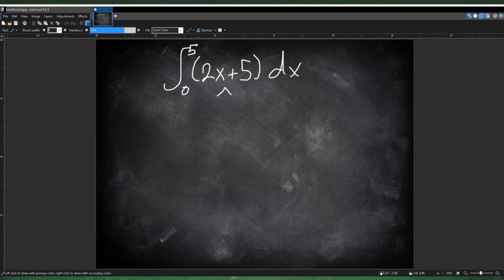So this thing was our derivative, okay? So this equation is our derivative. We want to find our original function. So what we do is basically we're going to take the integral of that.